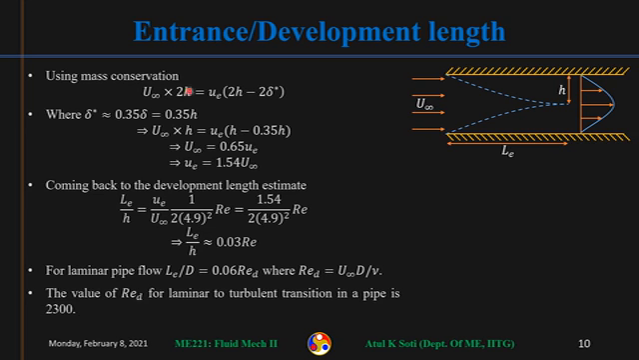U infinity into 2H. Okay, and from mass conservation, the same mass flux should exit from here. Whatever mass flux is entering here should leave from this cross section because these are walls. What is the mass flux leaving here?